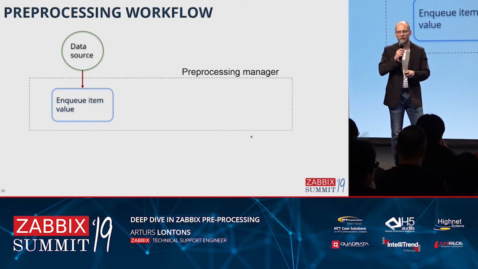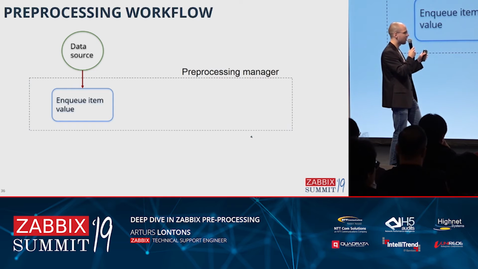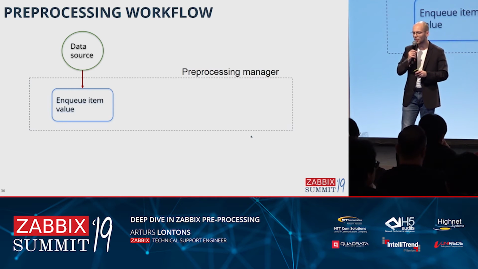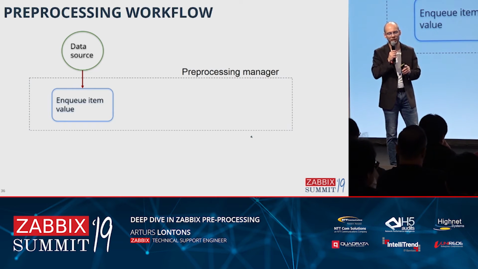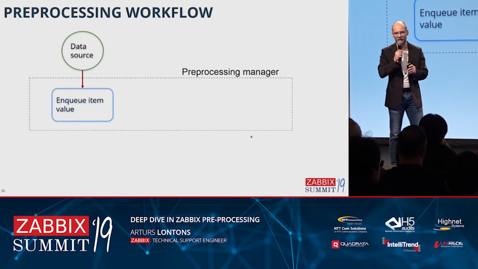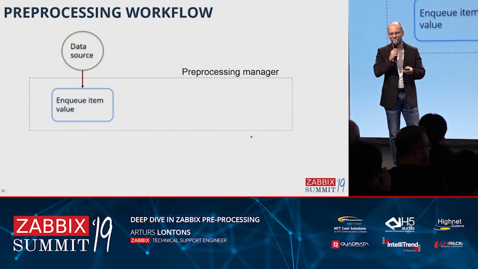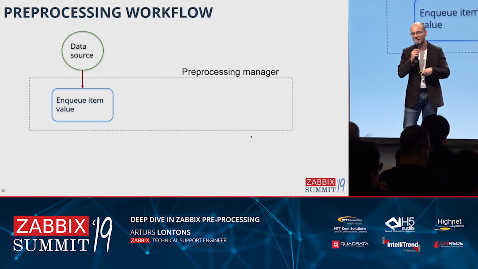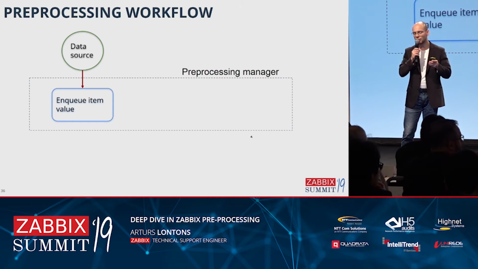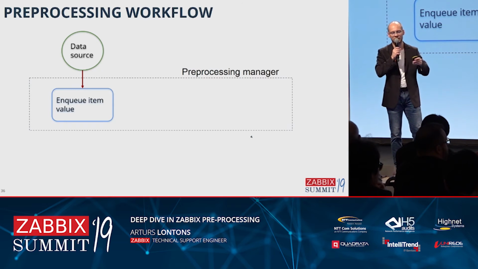First off, I can see that I have preprocessing manager on the screen. This is a process that was introduced way back in 3.4 when we started taking a serious look at preprocessing. So we get the value, we pass it to the preprocessing manager, and it stores it in a queue. It's a first in, first out queue.